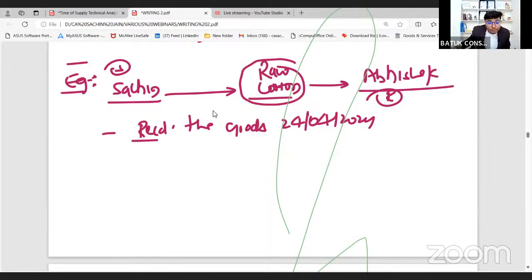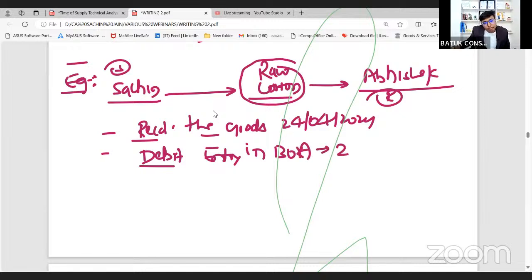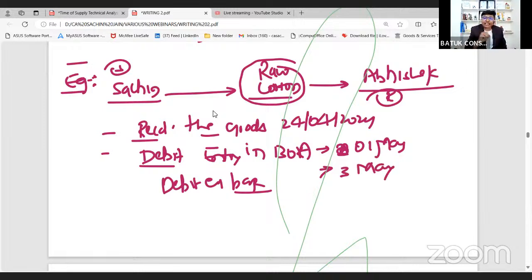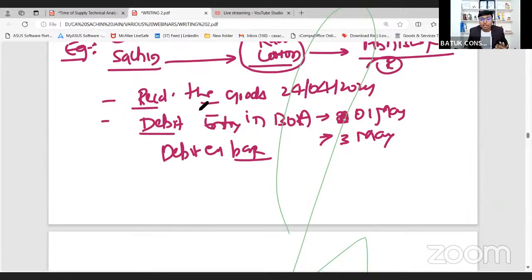So the date of receipt of goods for Mr. Abhishek, suppose 24th of April 2024. Abhishek has made the payment and passed the debit entry in his books of accounts, suppose 1st of May, and amount has been debited from bank, that is my 3rd of May. Abhishek ने पहले ही एंट्री पास कर दी, but amount has been debited from bank account on 3rd of May, and the invoice date, Abhishek has received the goods on 24th, but the invoice date is 4th April 2024.